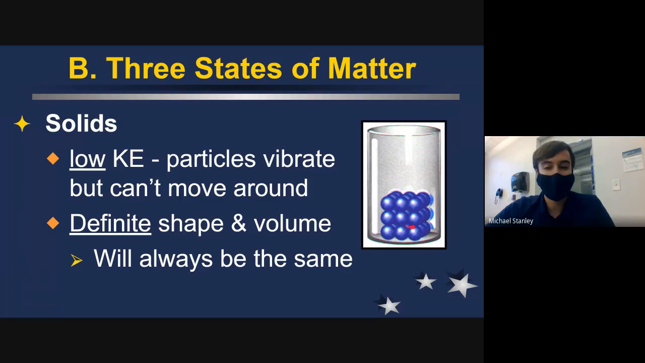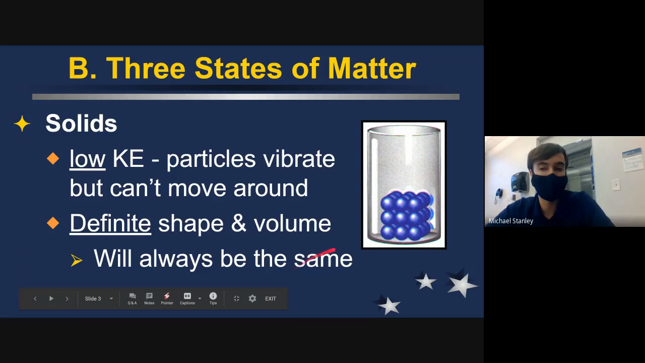So like in our little picture here, we've got this little cube of these little particles that are stuck together. Again, not a lot of movement. They're pretty set in place. And we could take this cube out of this vase, out of this container, and put it somewhere else, and it would still be the same shape and the same volume.